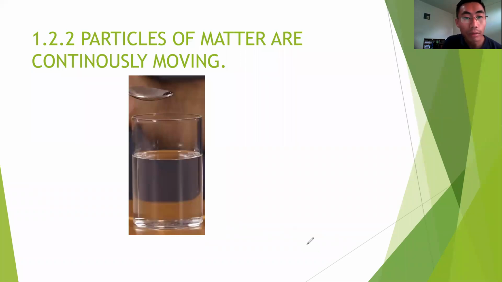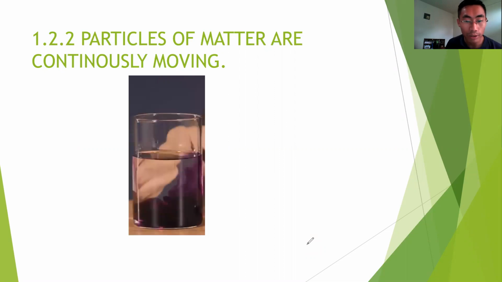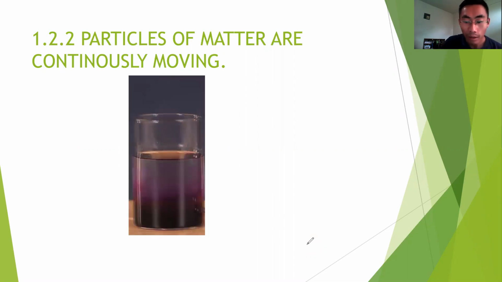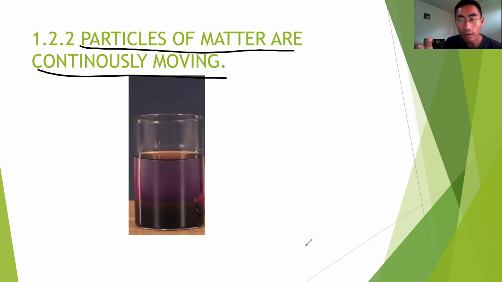Now, coming to the next topic, particles of matter are continuously moving. Just have a look at this picture. What you'll observe here is we're putting a little potassium permanganate in the glass of water. Even without stirring, the water is getting colored here. What does this suggest to us? This suggests that the particles are continuously moving, right? Here, the particles of potassium permanganate are randomly moving in all directions, so it reaches every part of the water, and then the water gets colored. So particles of matter are continuously moving.